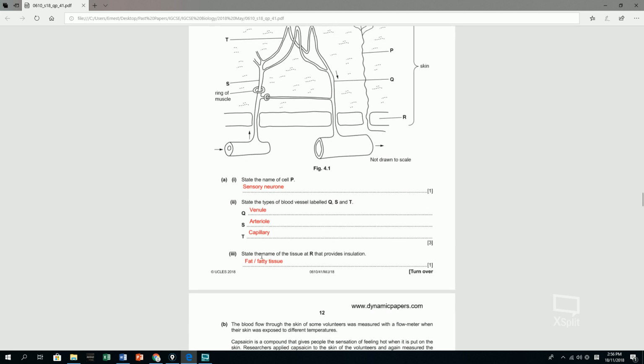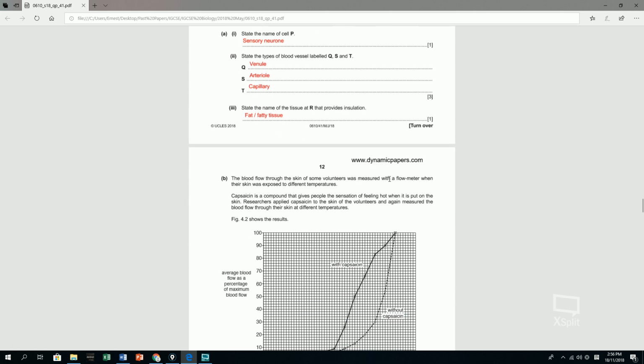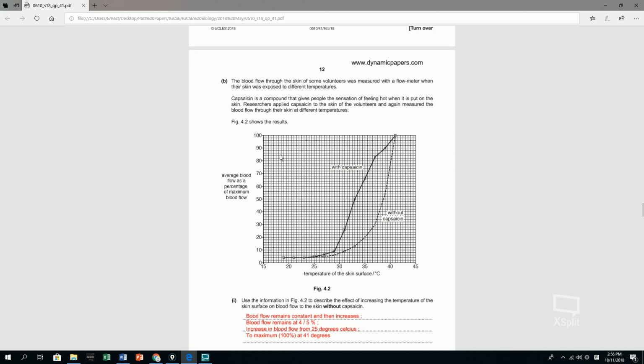So it says state the name of the tissue R that provides insulation. It's pretty obvious, fat or fatty tissue. Any one of those would have gotten you the marks.